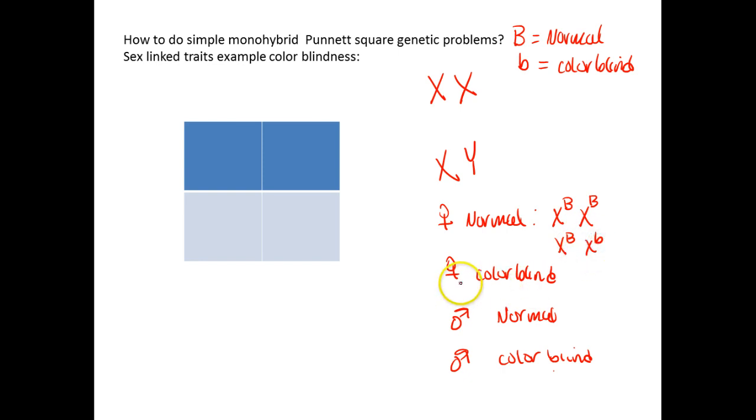Now, for a female to be colorblind, she has to be homozygous. For a male to be normal, if he has that gene, he's gonna be normal. If he has a colorblind gene, because he only has one X, he's gonna be colorblind. So these are the possible phenotypes and genotypes. So let's have a scenario. Let's say the father is colorblind and the mother is normal, homozygous normal.